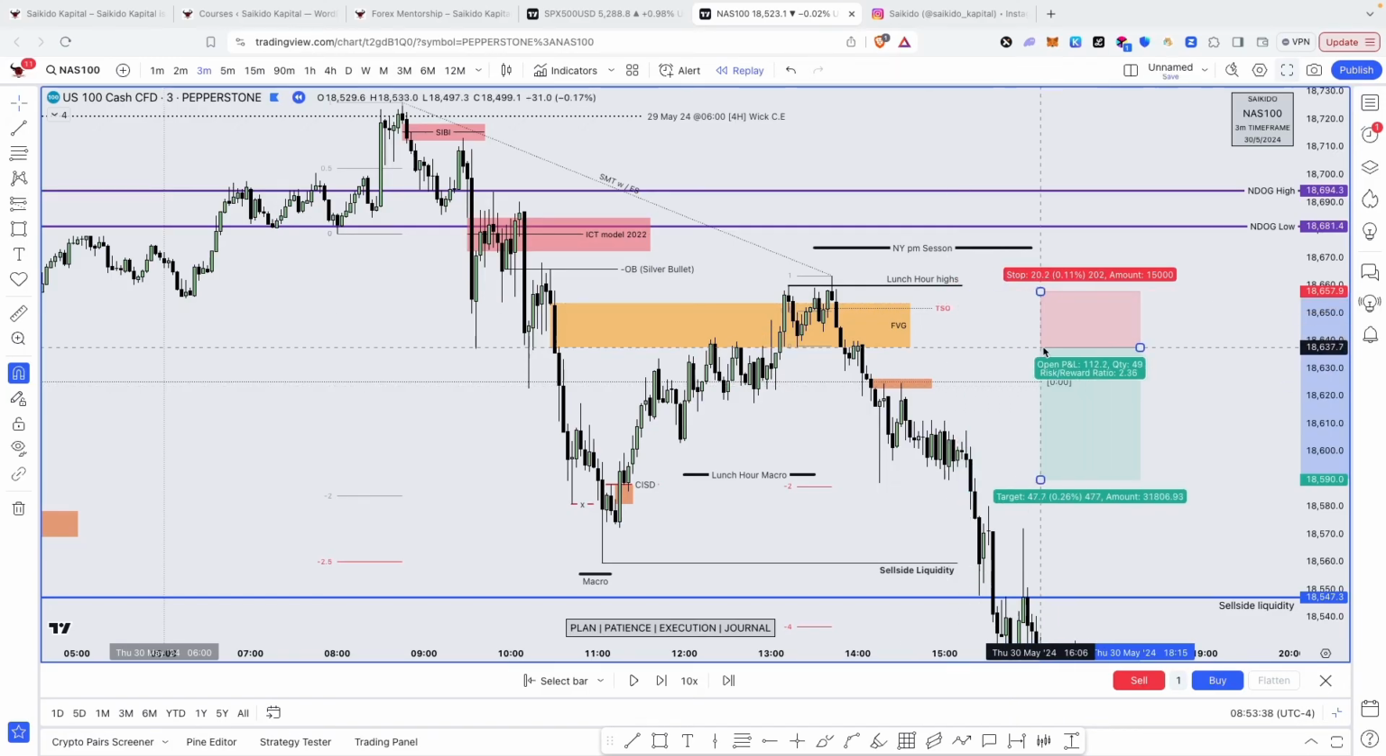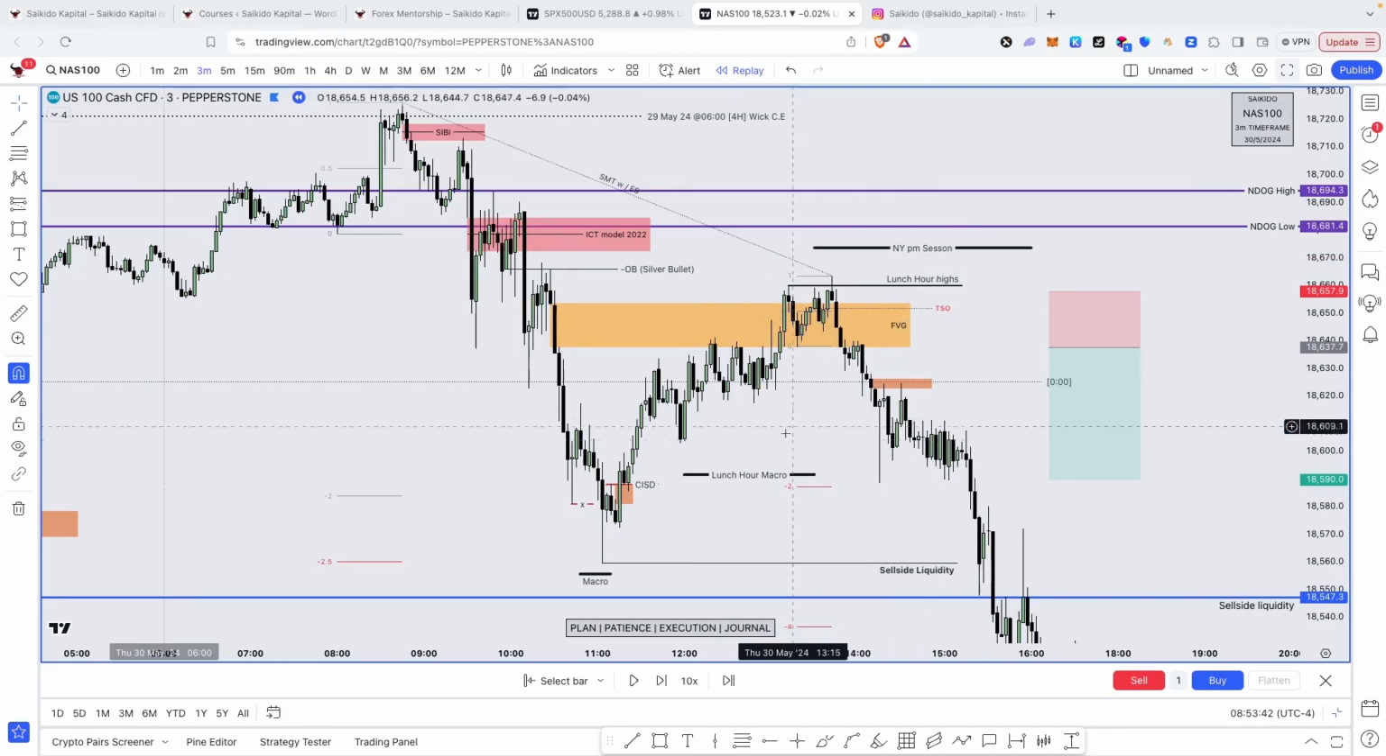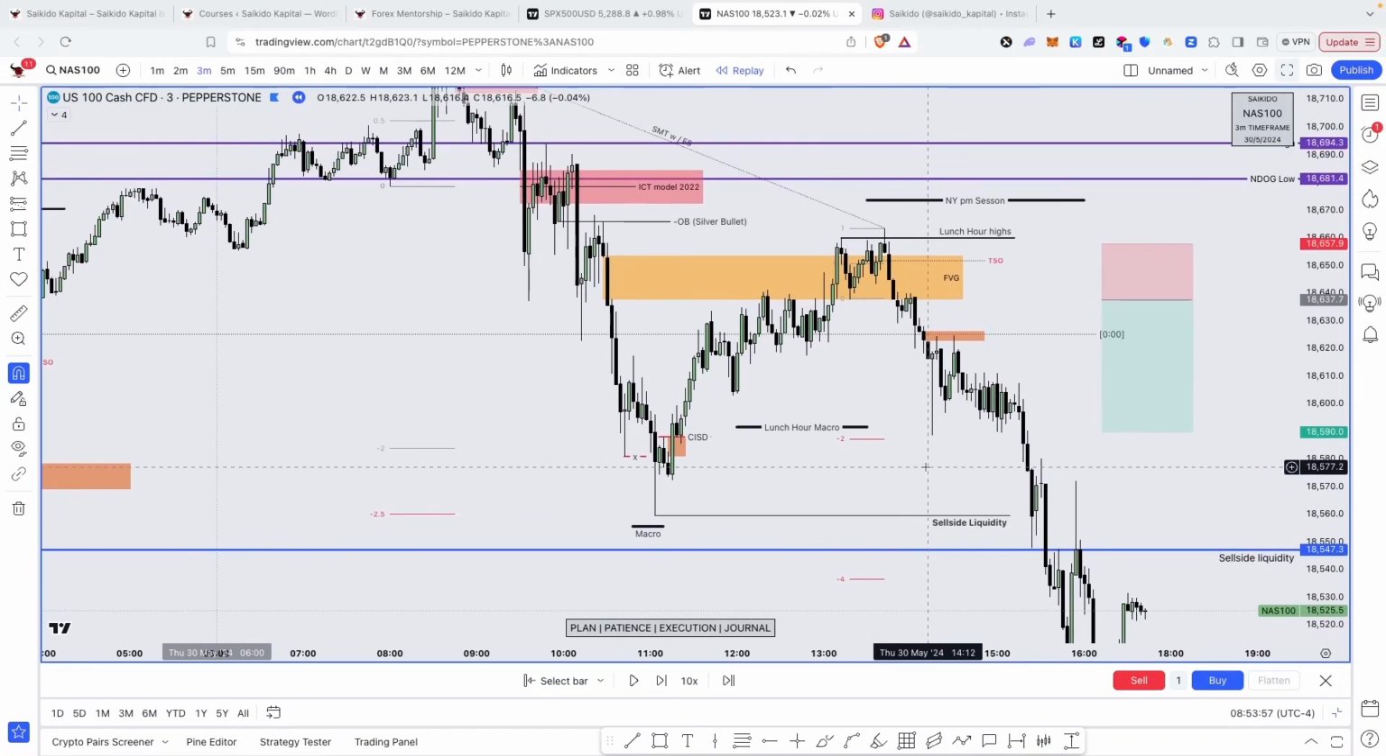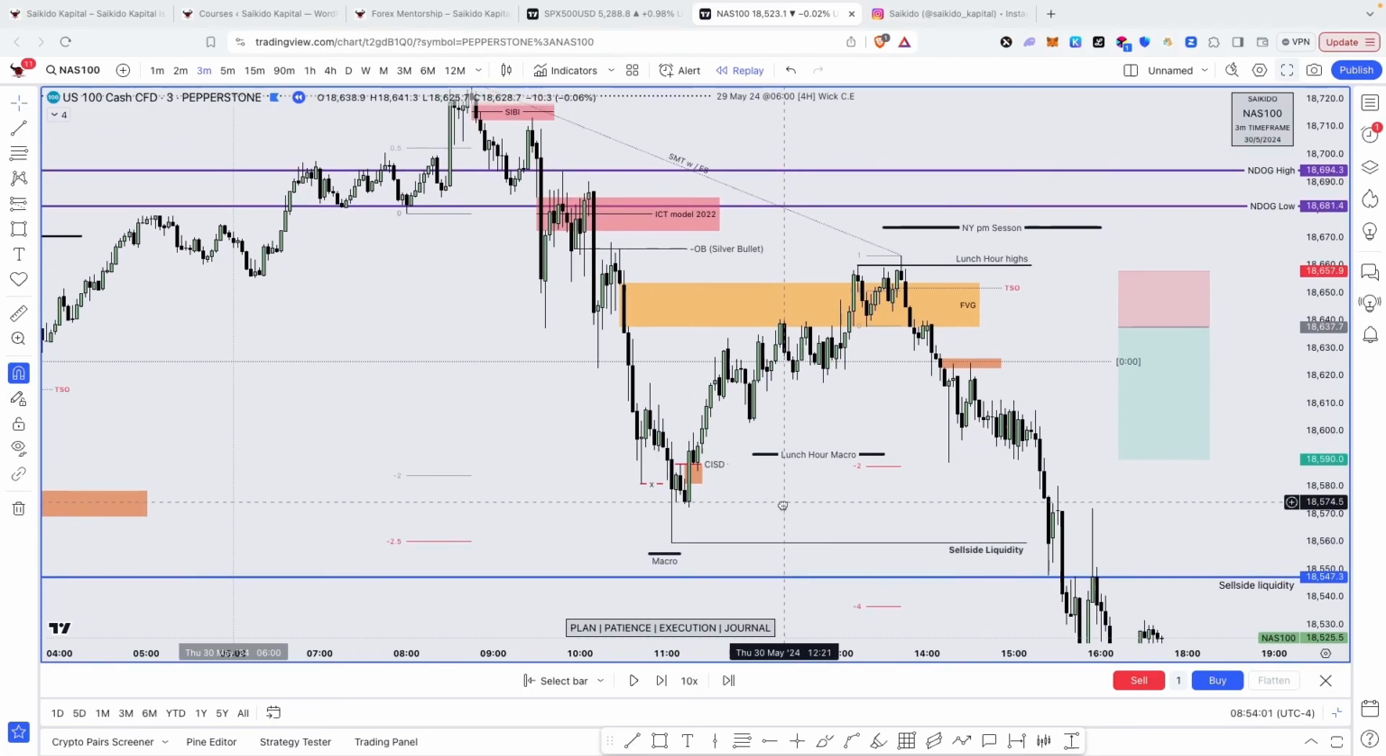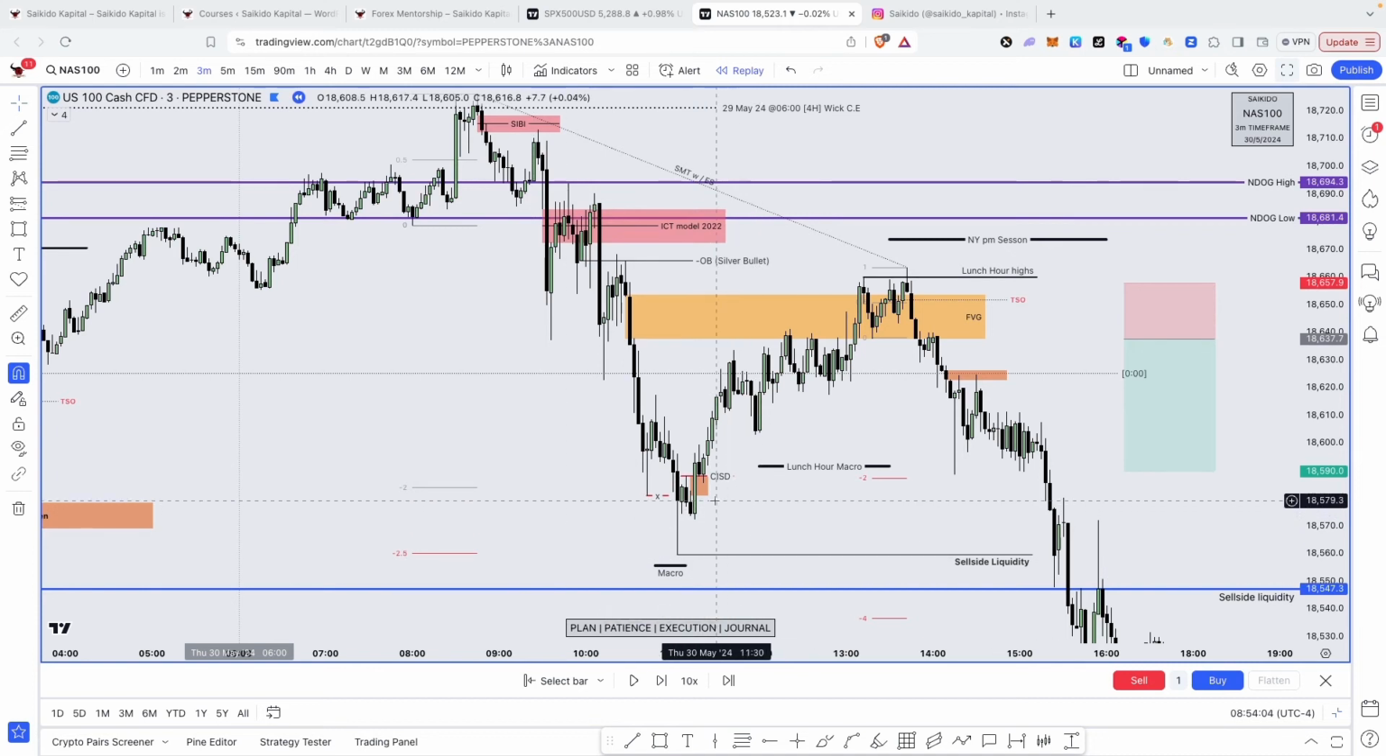The continuation has already been established because we are now inside the kill zone, and the lunch hour is done. The lunch hour lows are here. They are also a draw on their own. And then we also have sell side here, but most importantly, we have this sell side, which was the best case terminus. During the AM session, we failed to take it out, and now we have relative equal lows across the morning session. So the New York PM session is a continuation.